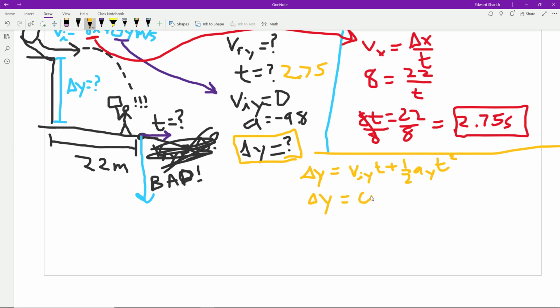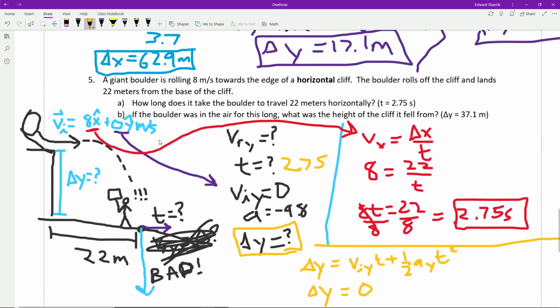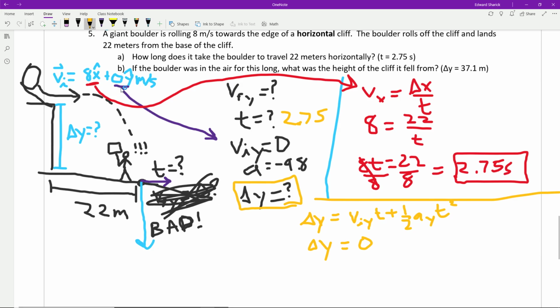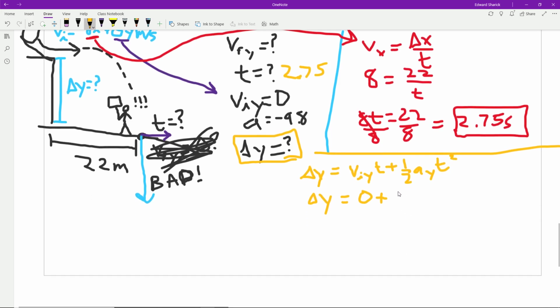VIY is 0. Why is VIY 0? Again, it comes back from the fact that it says the boulder rolls horizontally off the cliff. It's coming off the cliff horizontally, and that's very, very important. So we have a 0 there. 0 times t is 0, so 0 times 2.75 is 0. We're going to write that in.